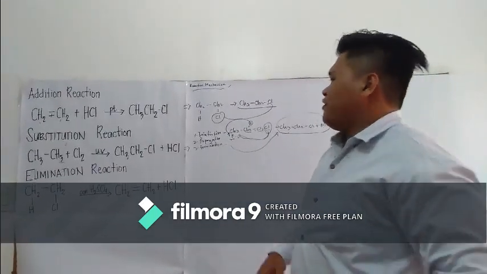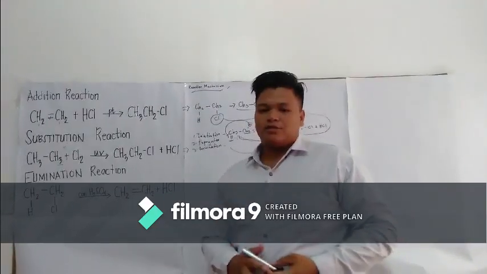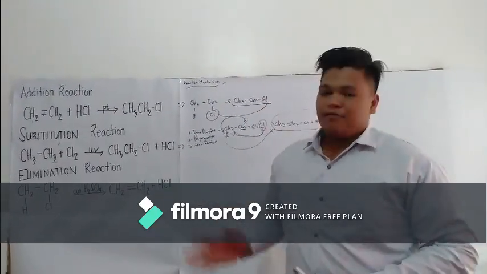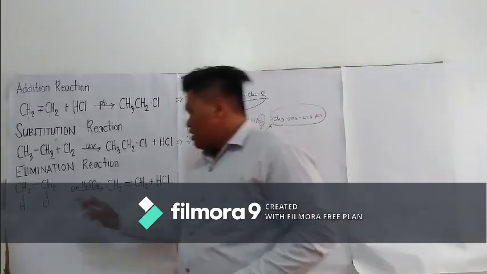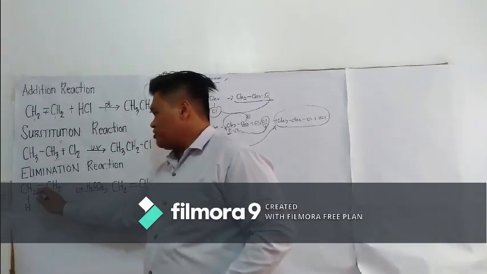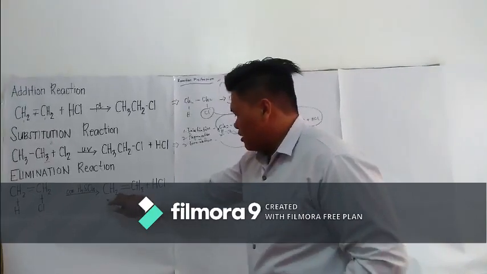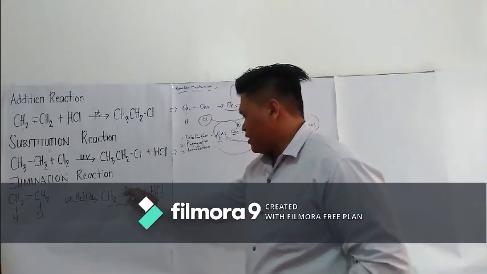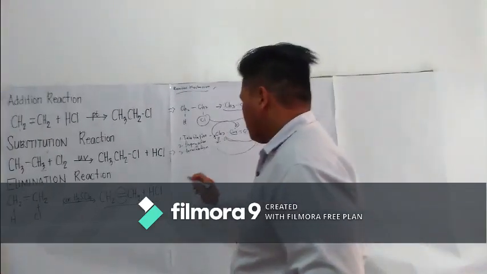Elimination reaction is very different from addition reaction, because in addition reaction, we're breaking the pi bond and forming two sigma bonds. But here in elimination reaction, we're breaking two sigma bonds and forming another pi bond. So here, we need to see the product. We have a pi bond here. So in the reaction mechanism, how can we get that?